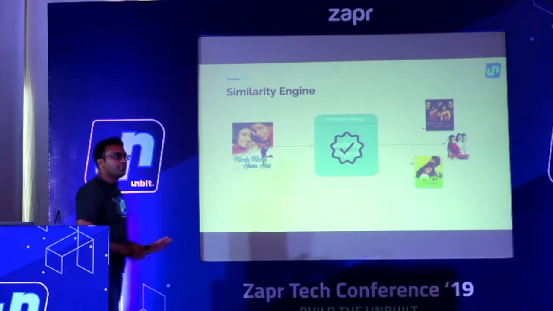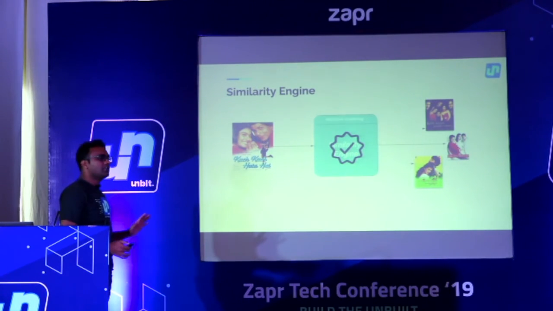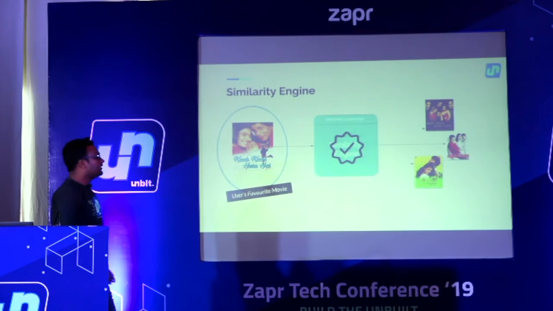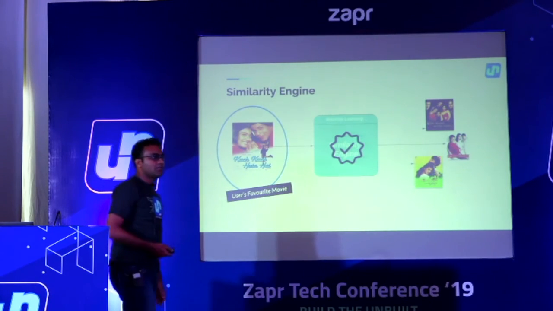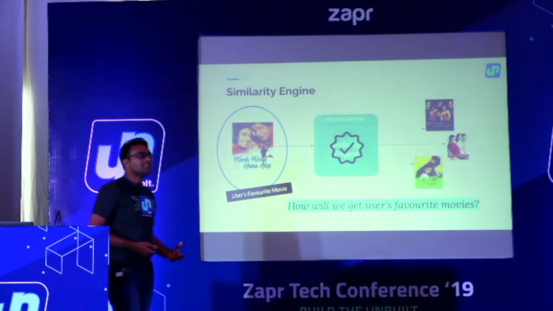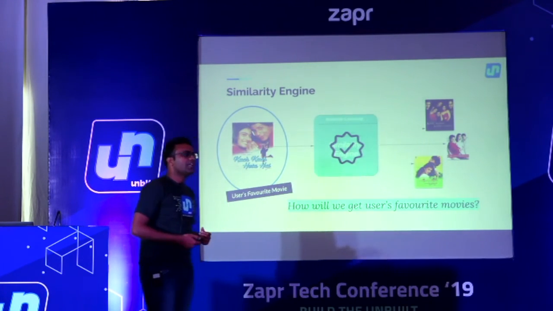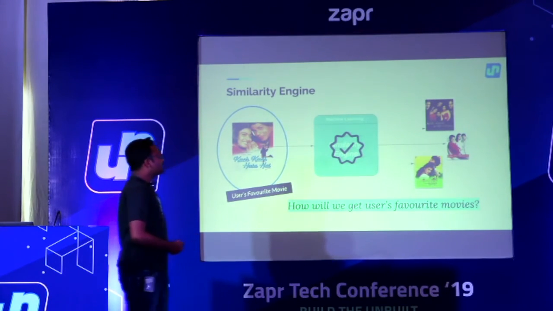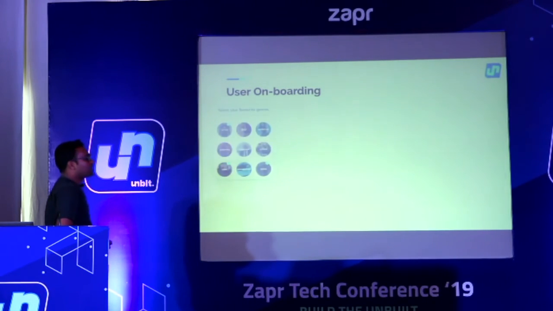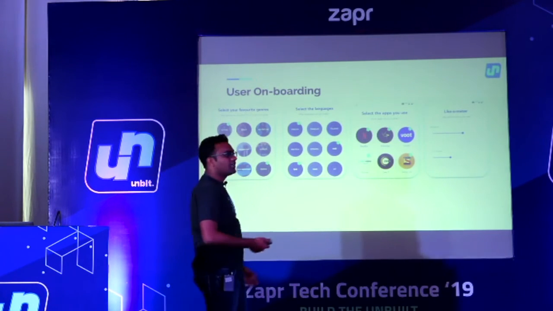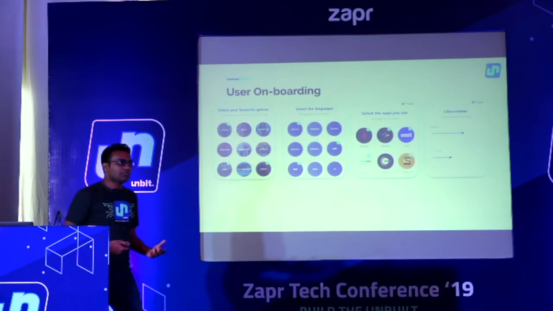Now we are sorted. We know how the similarity engine works and what difficulties we may encounter while building it. Now, for the similarity engine to work, we need the user's favorite movie, but we do not have it as of now. So how do we go about getting the user's favorite movie? If we ask users what kind of movies they like, we'll probably get only 2 or 3 inputs from a user. So we did this in a slightly different way. We asked users about their preferences: what genres they like, what languages they like, which platforms they use, and whether they are more of a movie fan or a TV show fan.